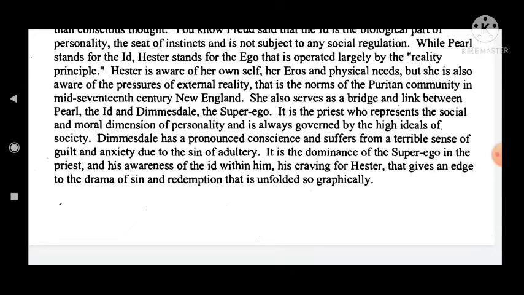It is the dominance of the superego in the priest and his awareness of the ID within him, his craving for Hester that gives an edge to the drama of sin and redemption that is unfolded so graphically.